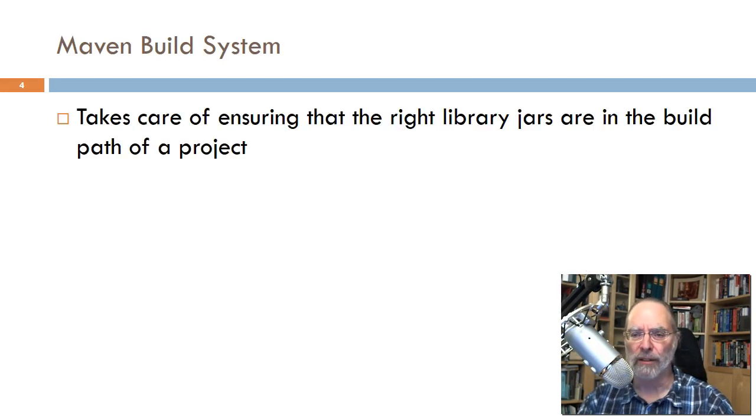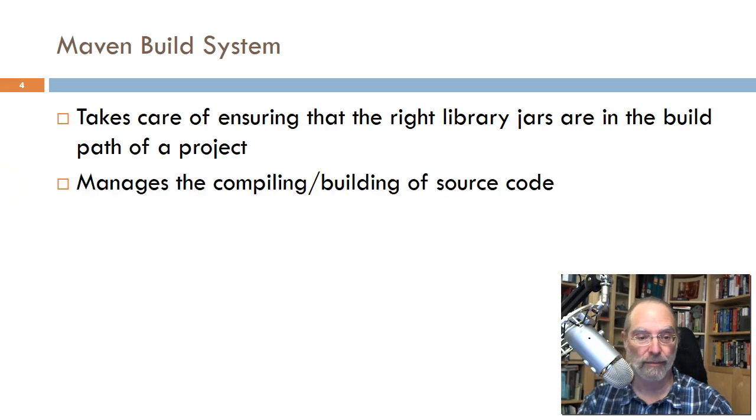So, Maven build. Well, the first thing, and what we've been most excited about, and what you've already used, is the fact that it ensures that the right library jars are in the build path of a project. No more searching for files on the internet, downloading them, and then copying them into our project. Maven takes care of that for us. It manages the compiling and building. Maven executes the Java compiler. Maven executes the necessary tools to create the appropriate archive, whether it's a jar, a war, or an ear.